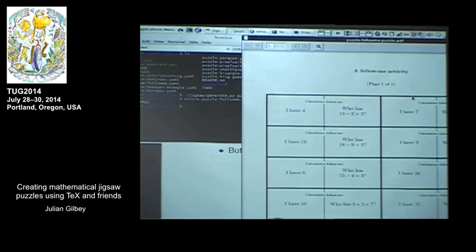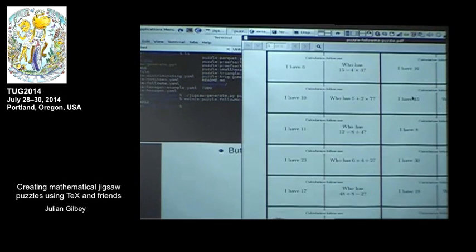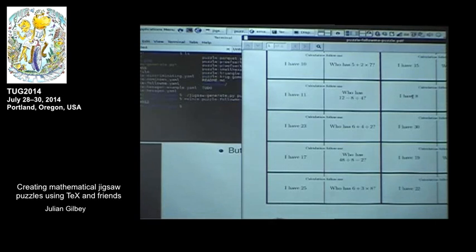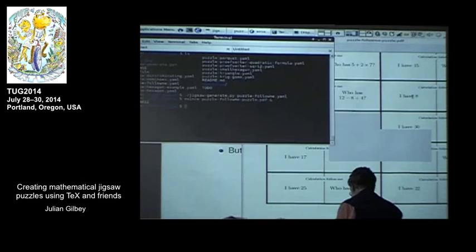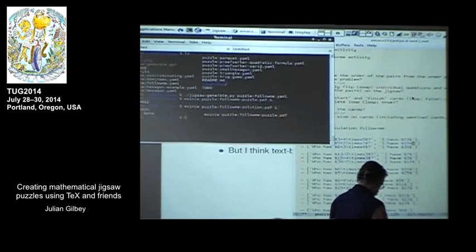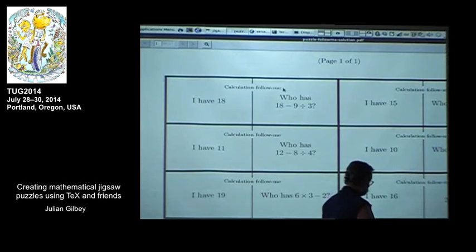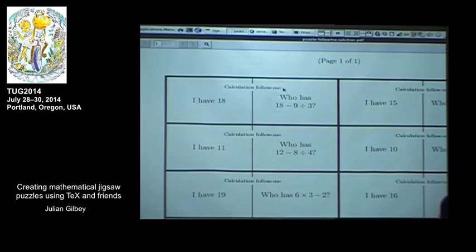There's the puzzle follow me activity, page 1 of 1, and somewhere there'll be now an I have 19. There we are, down here, I have 19. It was I have 21. And if you want to see the answer, if you look at the solution, there you have the solution. I have 18. Who has 18 minus 9 divided by 3? I have 15. And there you have it.